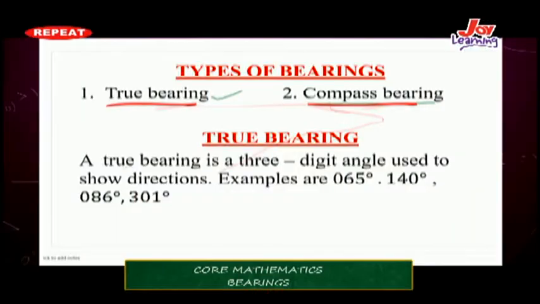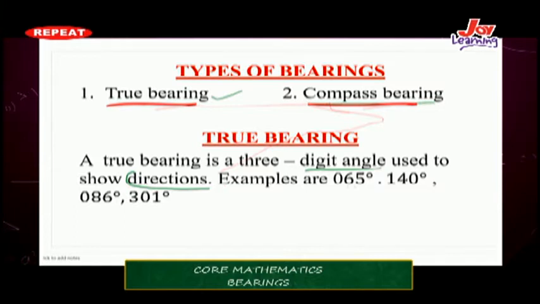When we say true bearing, what does it mean? A true bearing is a three-digit angle used to show directions. A three-digit angle used to show directions. So if the angle is not 3 digits, we put 0 in front to make it a 3-digit angle.